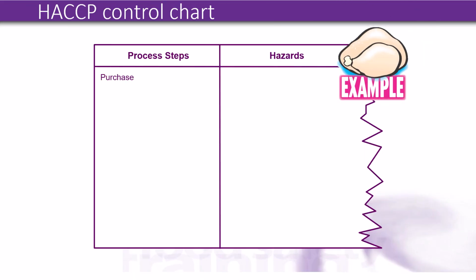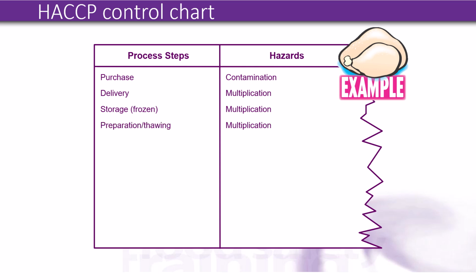HACCP control chart, as I mentioned, here's examples of it being filled in. So you can print this out from the notes and complete your own HACCP control chart. So with purchase of product, the hazard is contamination or possible contamination. Delivery could be multiplication of bacteria, especially if the product's not held in suitable temperatures. Storage frozen, again multiplication if the temperature is not cold enough, must be -18 or lower. Preparation of thawing, multiplication again of bacteria.